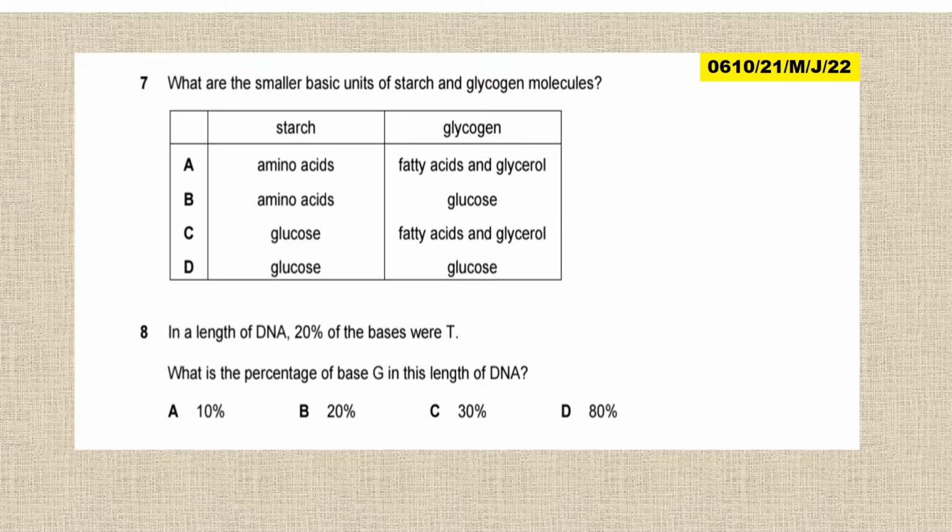This is paper 2, variant 1, May-June 2022. What are the smallest or basic units of starch and glycogen? So starch and glycogen, they are made up of glucose. So we should find glucose, glucose. So the answer is D.